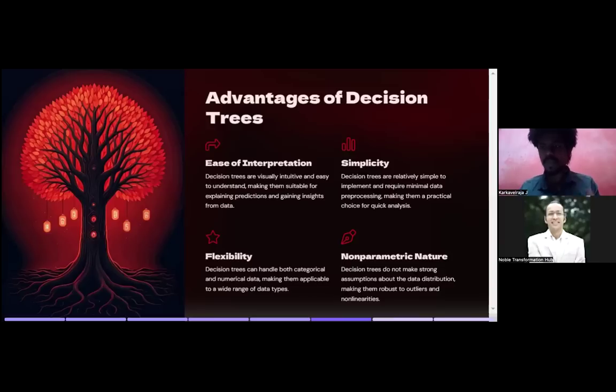Okay, so I hope you have understood this. So yeah, that's all about the advantages of decision tree. Yes, sir, over to you.